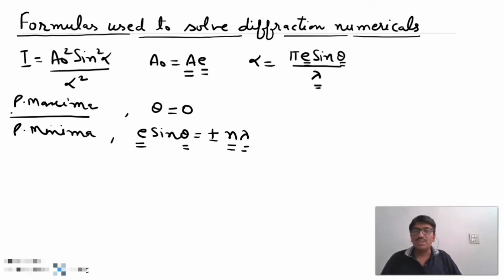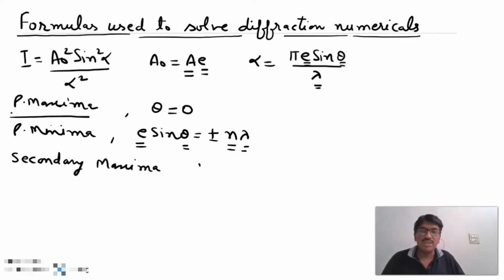This is the condition of principal minima, and after that secondary maxima, and the condition of secondary maxima is alpha is equal to tan alpha. We have solved it in the derivation of diffraction due to single slit.